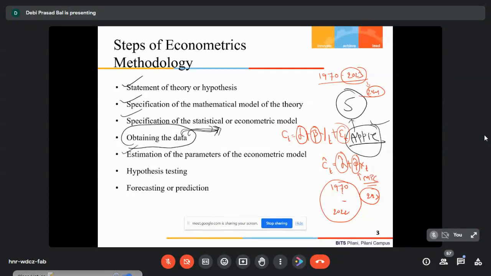Are you getting me? Are you with me? Yes, sir. You are right. Yes, sir, we are very much. Sir, this is basically what we are applying for demand forecasting and all those areas also, no?